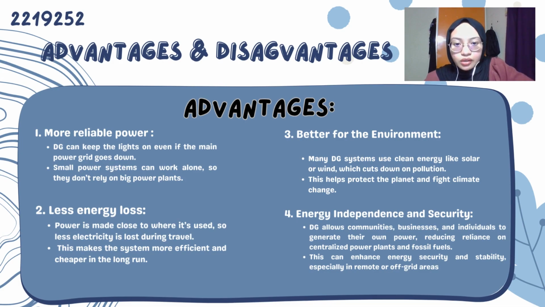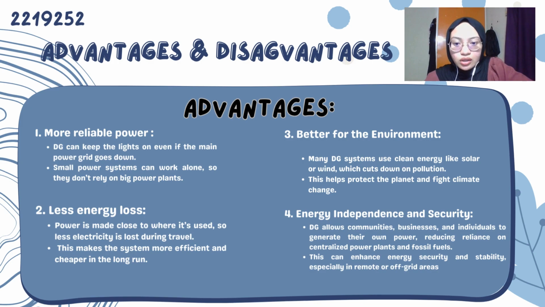Okay, so for the advantages of DG, the first one is more reliable power. Why is it more reliable power? It is because DG can keep the lights on even if the main power grid goes down. And also, small power systems can work alone so that they don't rely on big power plants.